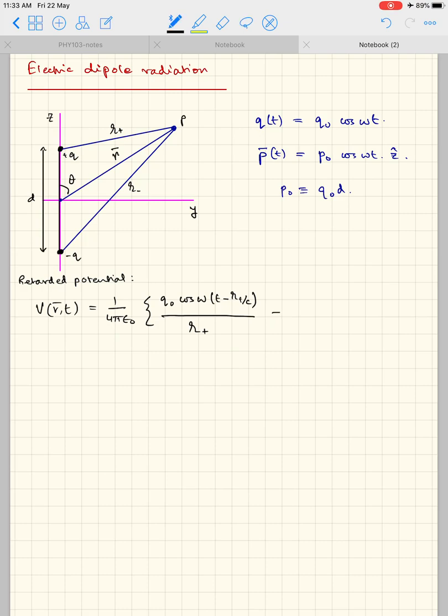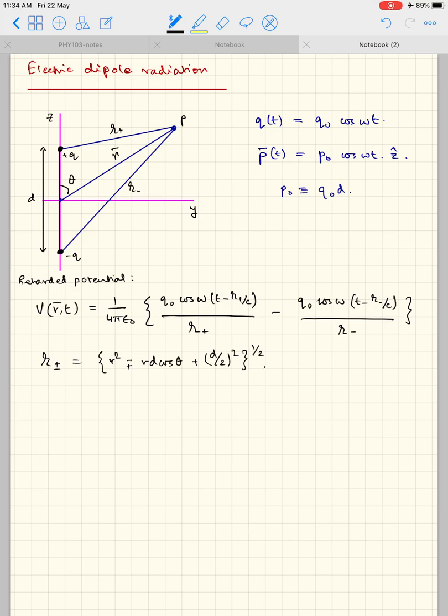Minus q naught cos omega, that's a cos of omega t minus r minus over c, divided by r minus, where r plus minus is given by r squared minus plus r d cos theta plus d over 2 whole squared, whole to the half, of course.